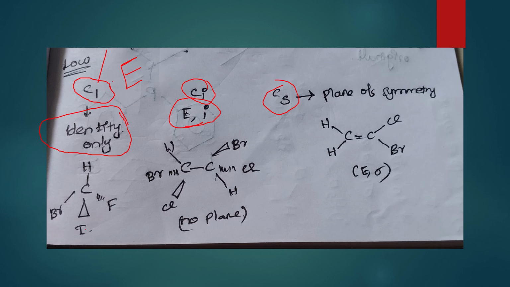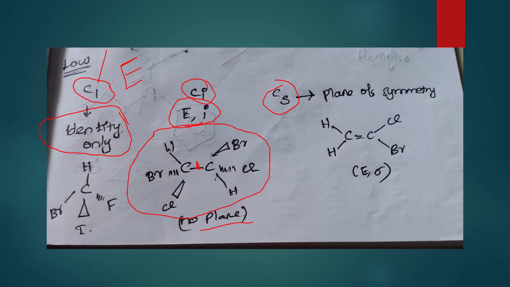What is happening in inversion? With respect to a center point, the molecule is inverted. So based upon this point, the molecule is inverted. This molecule has no plane, so it has no plane of symmetry. This is the best example for Ci.